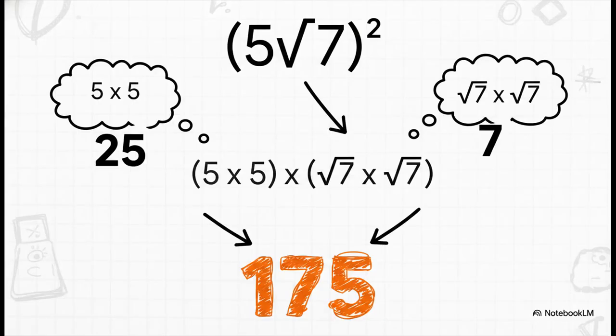Okay, now for the number crunching. And this is a classic spot where people slip up, squaring a surd like 5√7. But it's easy when you break it down, right? You just square the 5 to get 25, square the root 7 to get 7, and then multiply them together. 25 times 7 is 175. Getting that right is key for the next mark.